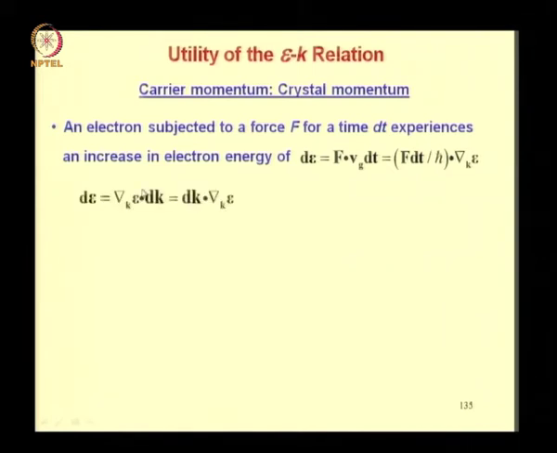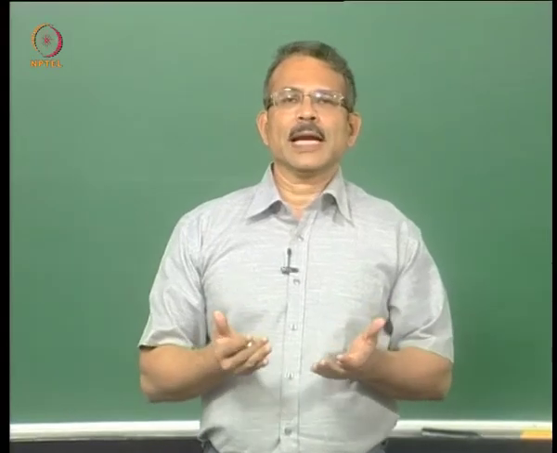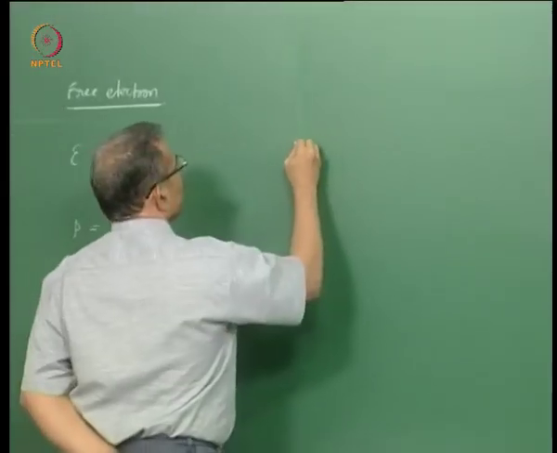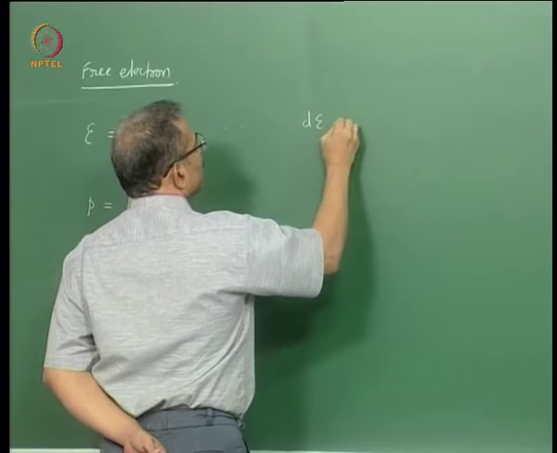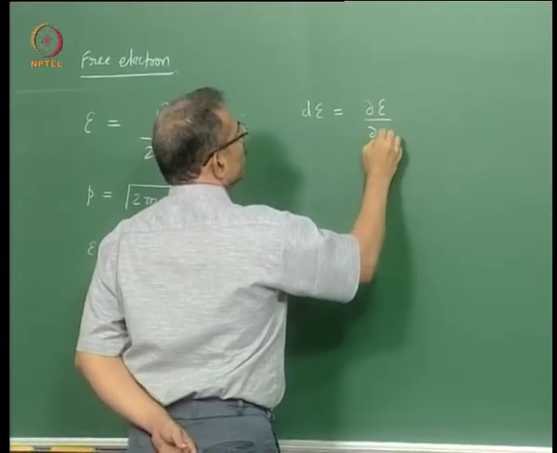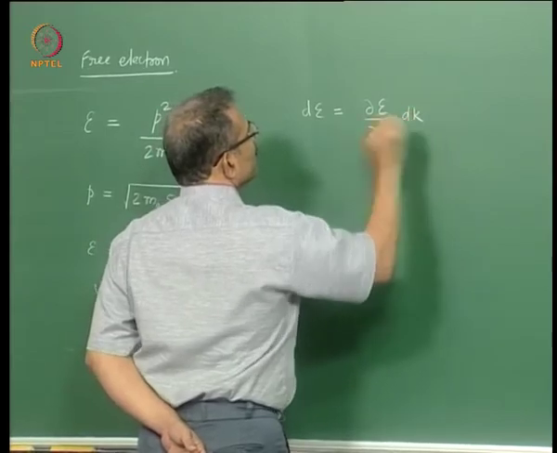Now we know that we could write dE as gradient of E with respect to k dot dk. Okay. Now this is from elementary calculus. dE is equal to dou E by dou k into dk.